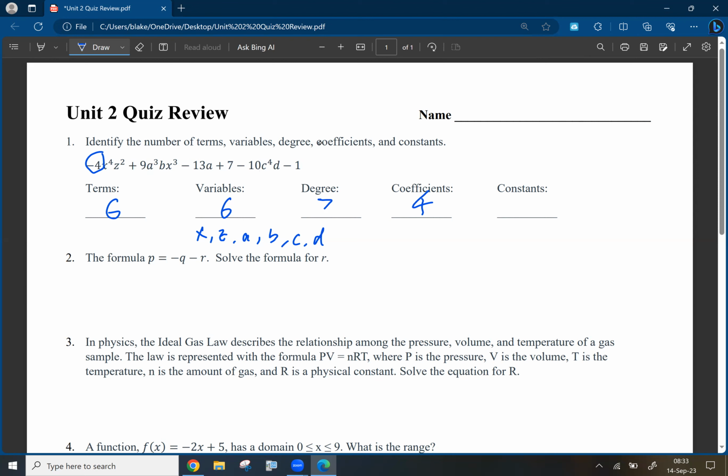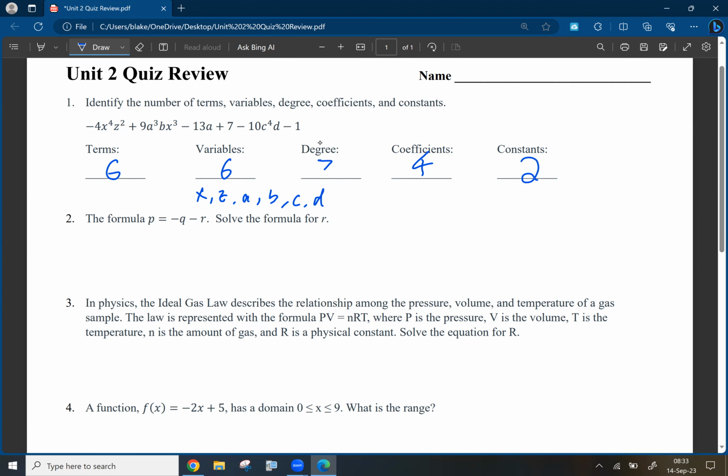The constants, as I marked off, were just the plain numbers. That was the 7 and the -1. There are 2 constants, the 7 and the -1. All right, let's move on to question number 2.